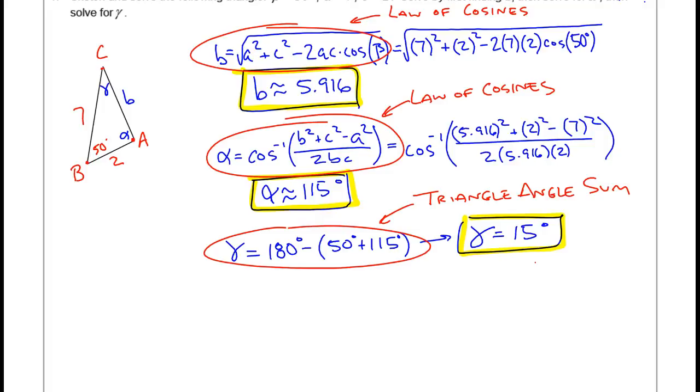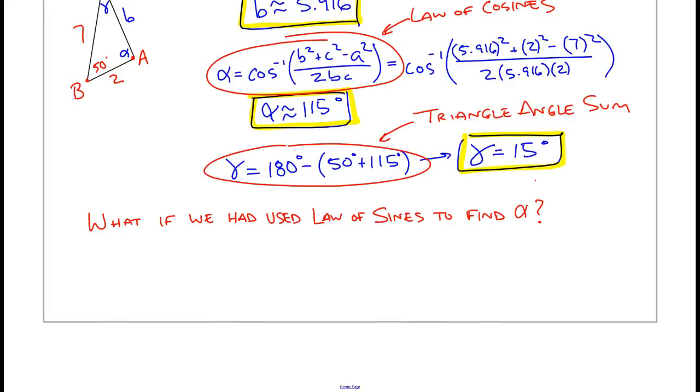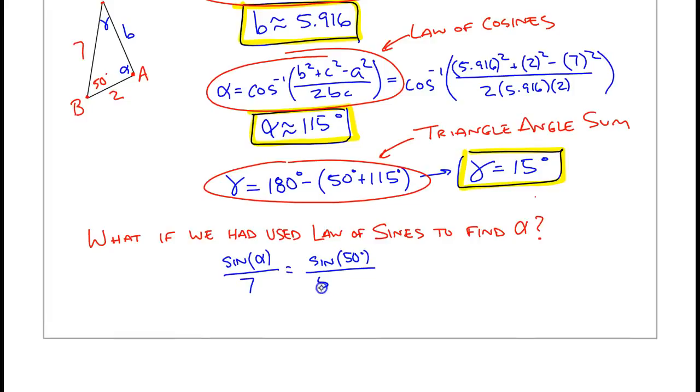And here's the question. What if we had used the law of sines to find angle alpha? Now, we used law of cosines to find alpha, but let's take a look to see what happens if we had used law of sines. So for law of sines, we would have had the sine of alpha over 7, that's the side across from alpha, equals the sine of 50 degrees divided by the side length across from 50, and that was side length B, which we found to be 5.916.